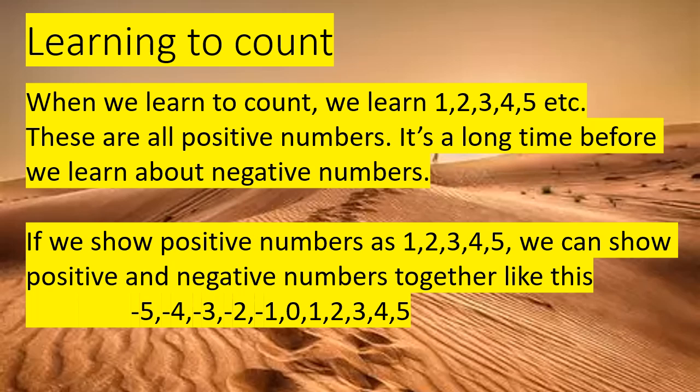And if we show positive numbers as 1, 2, 3, 4, 5, we can show positive and negative numbers together like this. So we have a line that starts on the left with -5, going to the right, -4, -3, -2, -1, and then 0, and then the positive ones 1, 2, 3, 4, 5.